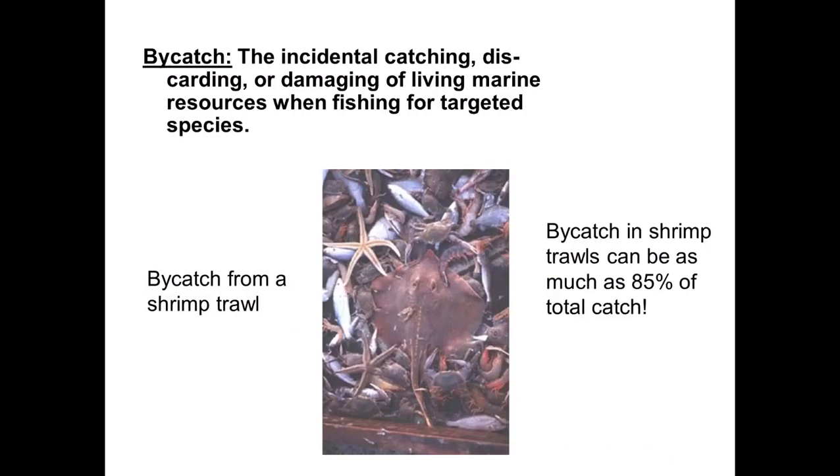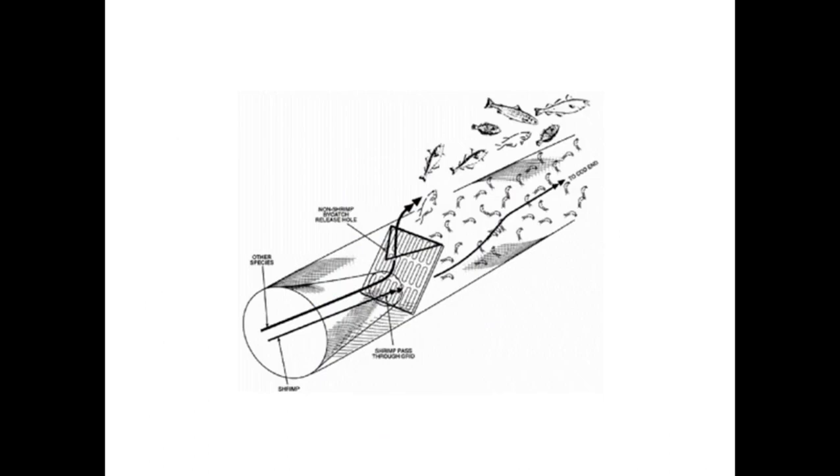Another challenge with fisheries is bycatch, the incidental catching, discarding, or damaging of living marine resources that are not targeted within the fisheries. Shrimp trawls are one of the worst examples of bycatch. As much as 85% of their total catch can actually be bycatch. There have been efforts to deal with this.